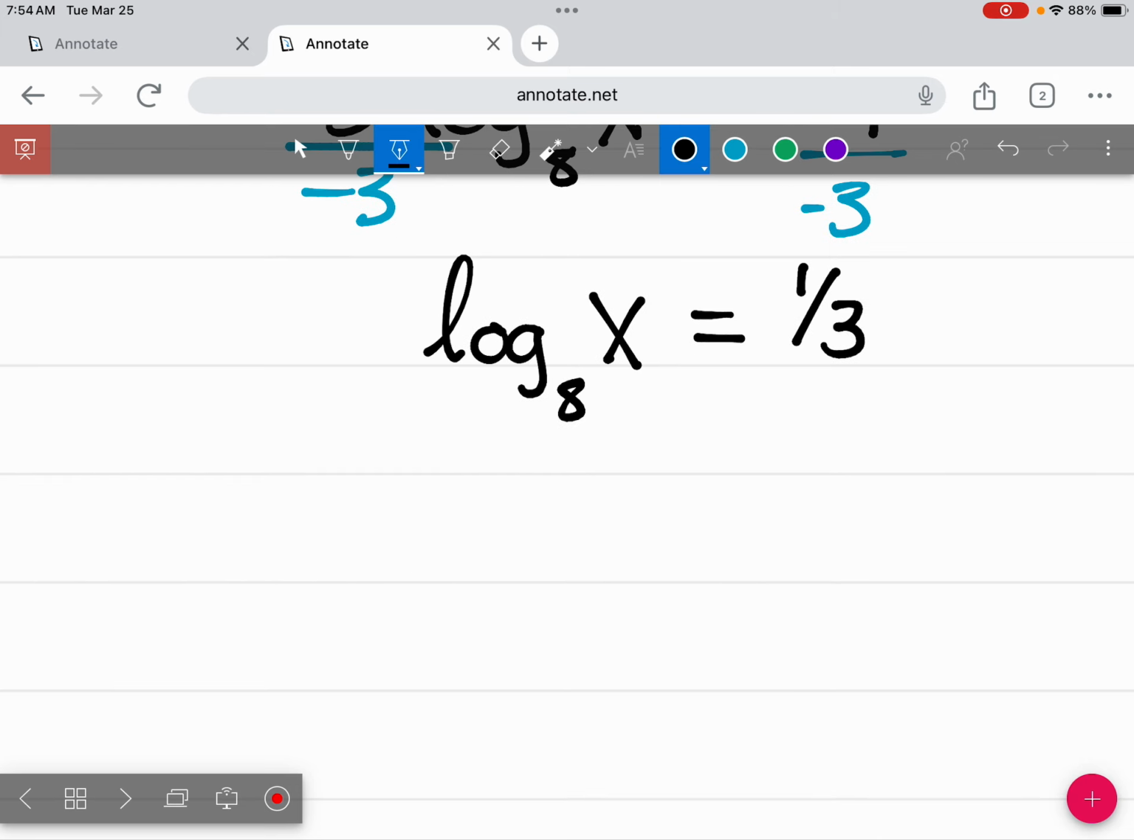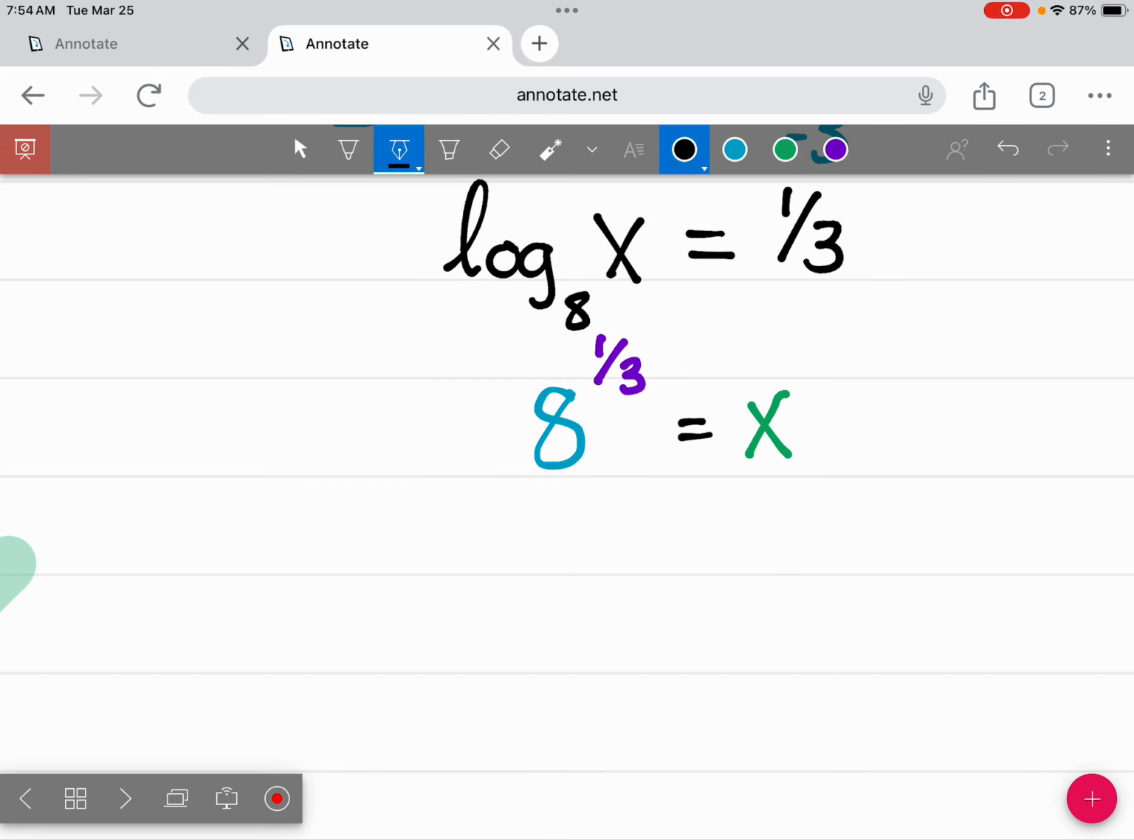And then we switch it back to exponential form, where our base is 8. Our power is 1/3. And it's going to equal our argument of x. So we need to find 8 to the 1/3. What is 8 to the 1/3? You can do that in the calculator. It'll let you. Our fraction exponents are asking us for the cube root of 8, which is 2. So this is pulling up that old fractional index thing.